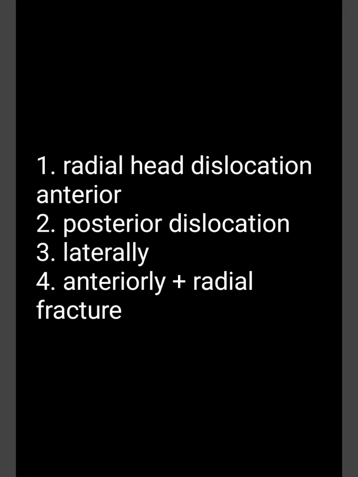What's Monteggia fracture? Fracture of upper 1/3 ulna plus proximal RUJ disruption. Monteggia fracture classification: 1. Radial head dislocation anterior. 2. Posterior dislocation. 3. Lateral. 4. Anterior plus radial fracture.